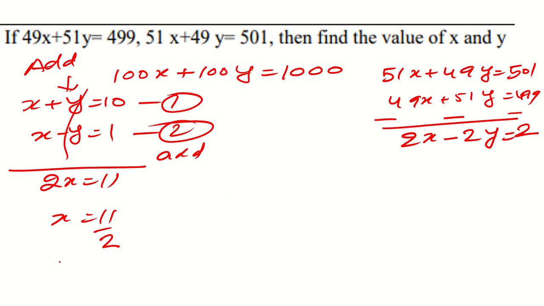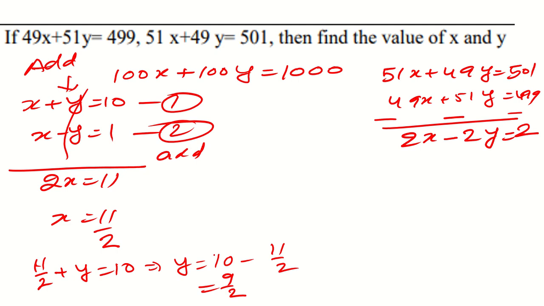Now how will you find the value of y? So 11 over 2 plus y is equal to 10. So y is equal to 10 minus 11 over 2, means 20 minus 11, 9. 9 over 2. Now we'll put the values there just to check the answer, because I doubt it. Both the fractions have the same denominator, so maybe this answer is correct. I'm not sure. Let's check.